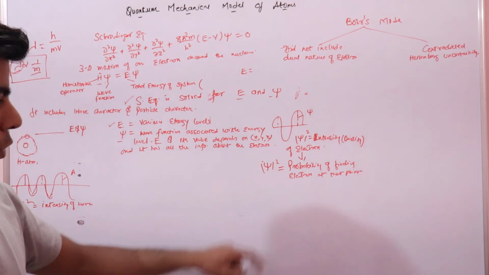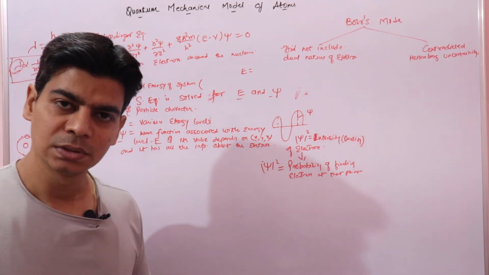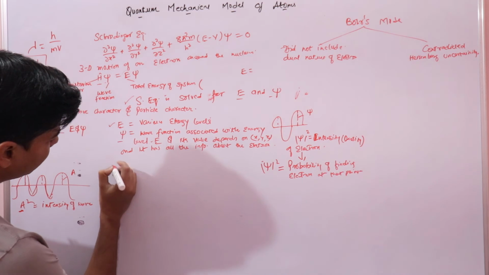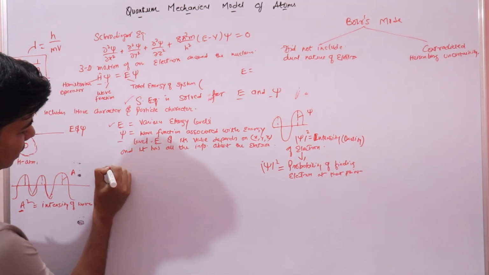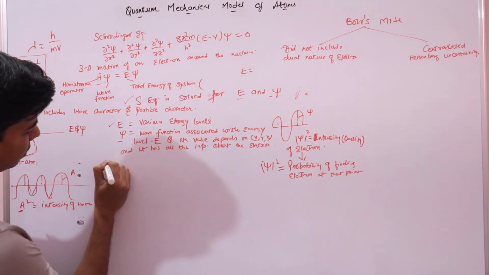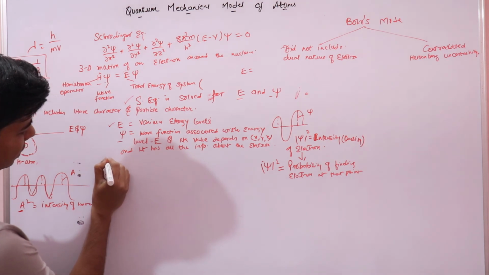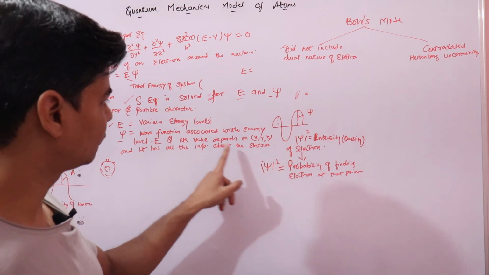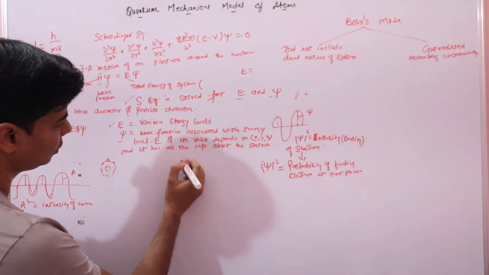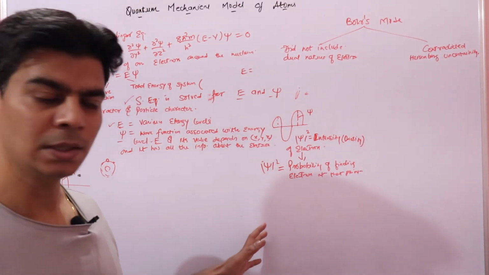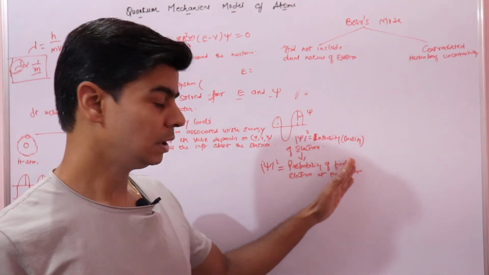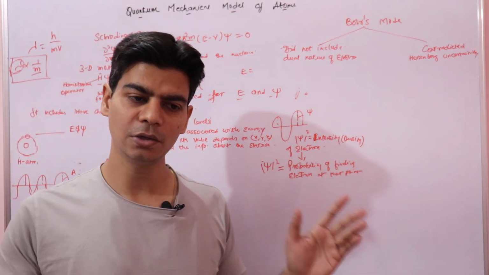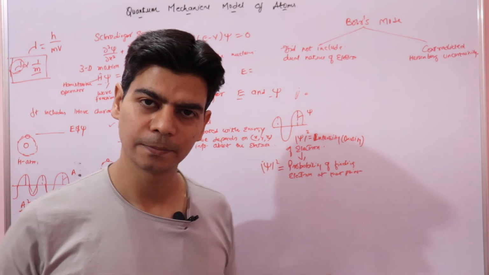Right. So now suppose this is your nucleus, and this is your hydrogen atom, and this is an electron moving. If I know the value of psi, from this value of psi I can find the electron density or the probability of finding an electron at any point.